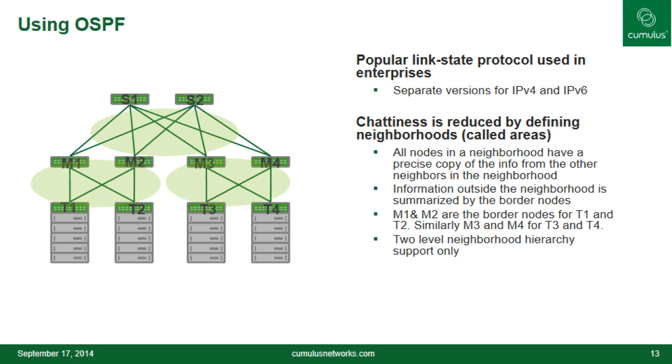So in this example, when people build large layer 3 Clos networks, people say M1 and M2 are the border routers, T1 and T2 are the members of the community. Similarly, in the other pod, M3 and M4 are the border routers, and T3 and T4 are the community members. So everything within each of those pods is very well and accurately represented. So T3 knows precisely what T4 said, and it knows precisely what M4 said. But T3 does not know very precisely what T1 or T2 said. That's a very simple example of a link state protocol.